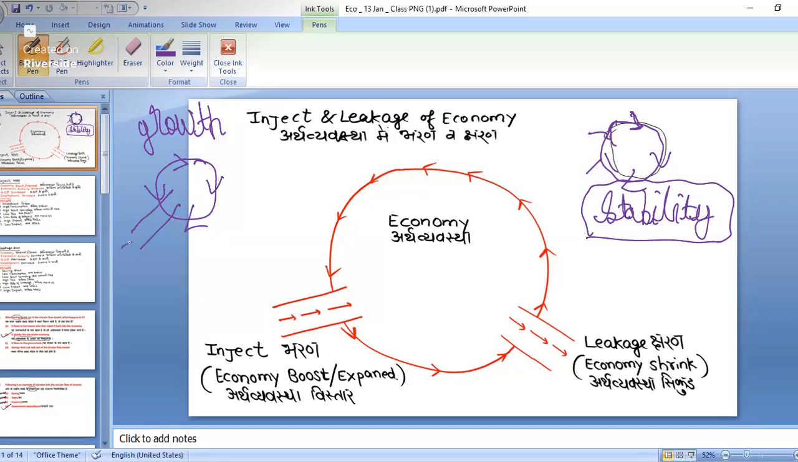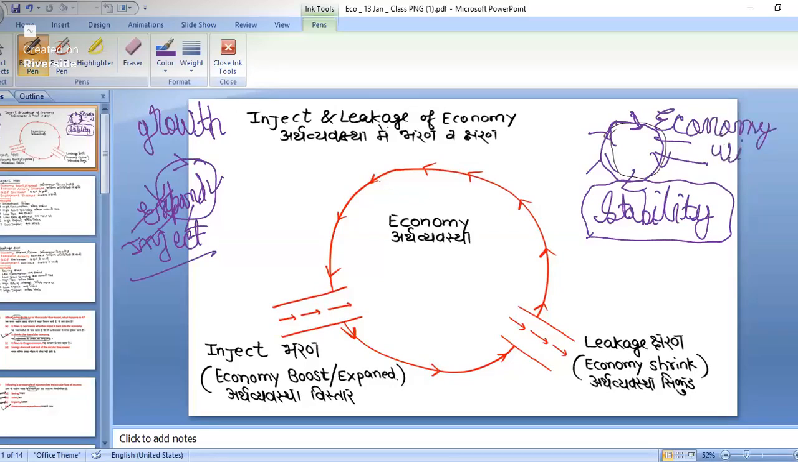What will happen if we inject something? Either the economy will grow more or grow less, but there will be growth. So if we inject, mostly the economy will expand. And if we have some leakage, where the flow is circular and stable, then the economy will shrink.